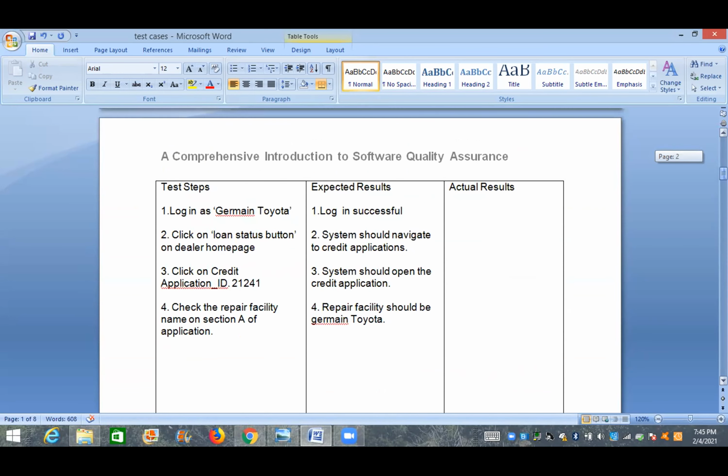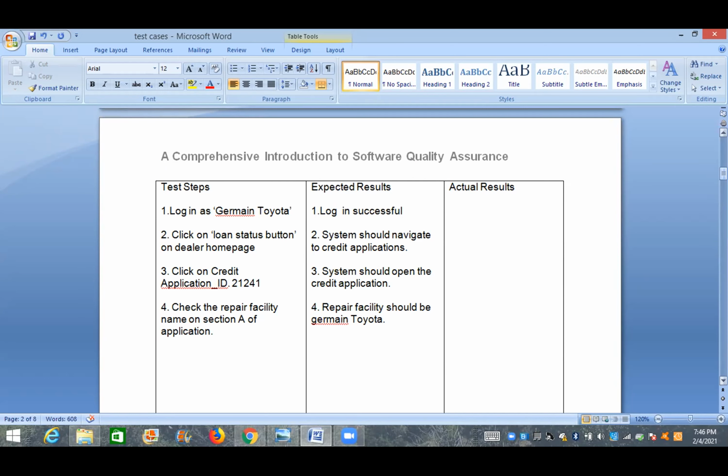The other question I have is, in step number 3 you put: click on credit application with the ID 21241. How do I know that that credit application exists in the system? As I told you, I went to the real application and then put this application. Think about it, you went to the real application because we gave you the application. What if this scenario was, I'm just building a new application? Then you don't have the application.